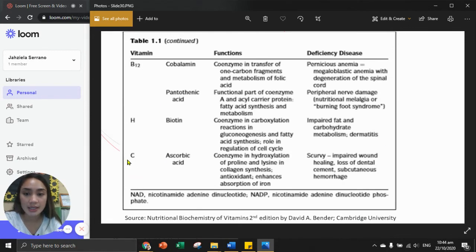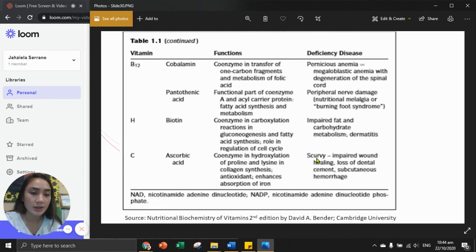Okay, next is ascorbic acid. We all know vitamin C is very important because it's an antioxidant. And also, it enhances absorption of iron. It's a coenzyme, again. And ang deficiency niya is scurvy.